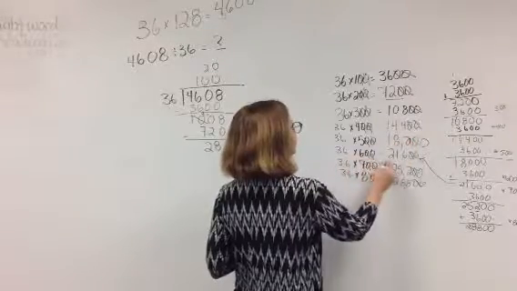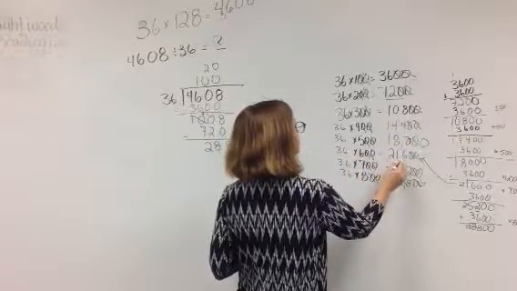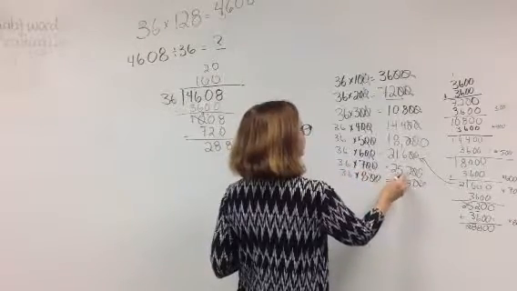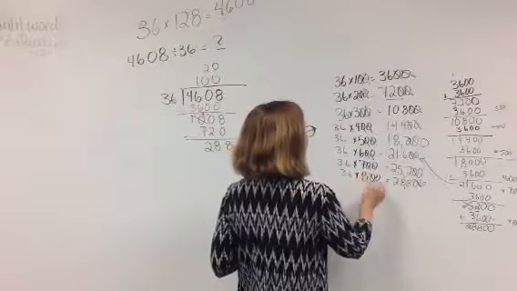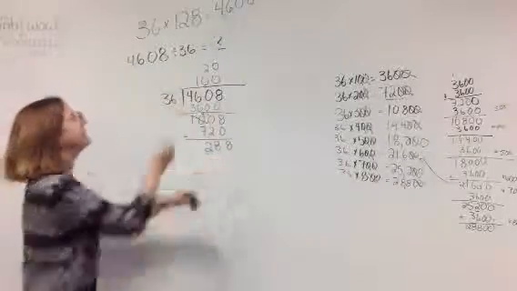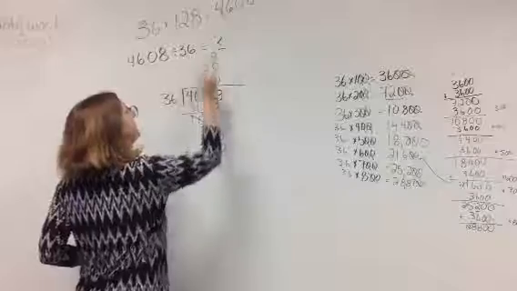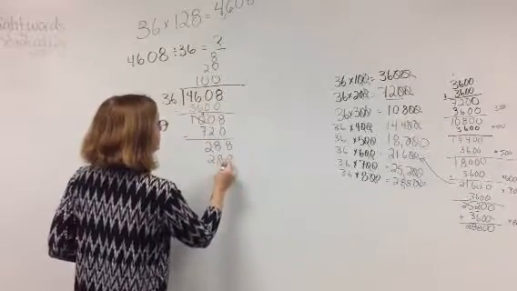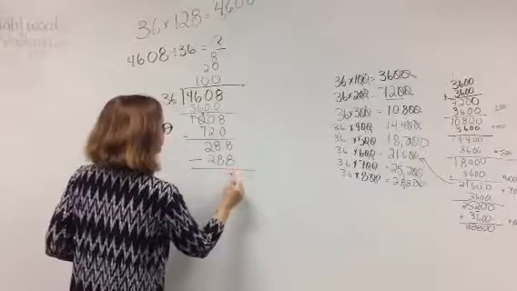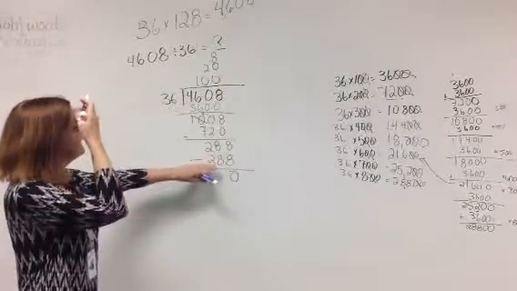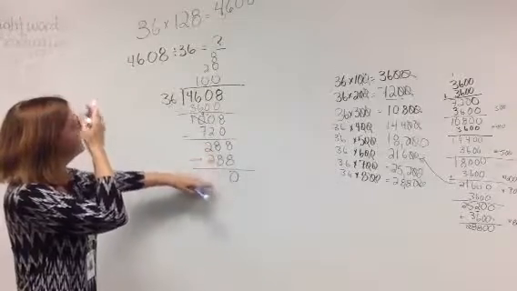36 times 6 is 216. 36 times 7 is 252. 36 times 8 is 288. That's the exact number I need. So I'm going to put an 8 here. I already know to put 288 here, and now I'm going to subtract. That's 0, right? 8 minus 8 is 0. 8 minus 8 is 0. 2 minus 2 is 0.